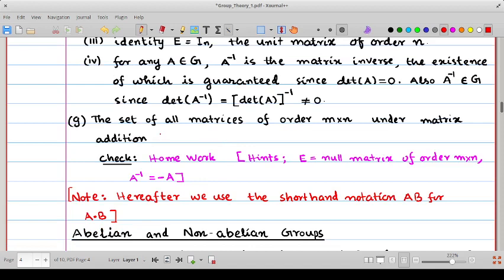So we consider one more example. The set of all matrices of order m by n. This is no longer a square matrix. It may be, but in general, m and n could be different. So the set of all matrices of order m by n under matrix addition. This can be easily verified to be a group.